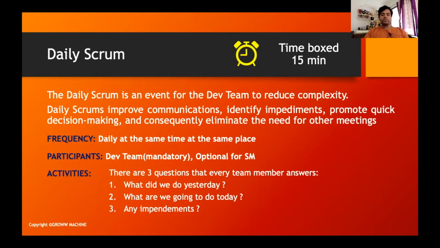Primarily, there are three questions which each team member answers. One is, what did we do yesterday? What are we going to do today? And are there any impediments or challenges which are blocking us? So those are the three questions which usually are answered as part of the daily scrum.